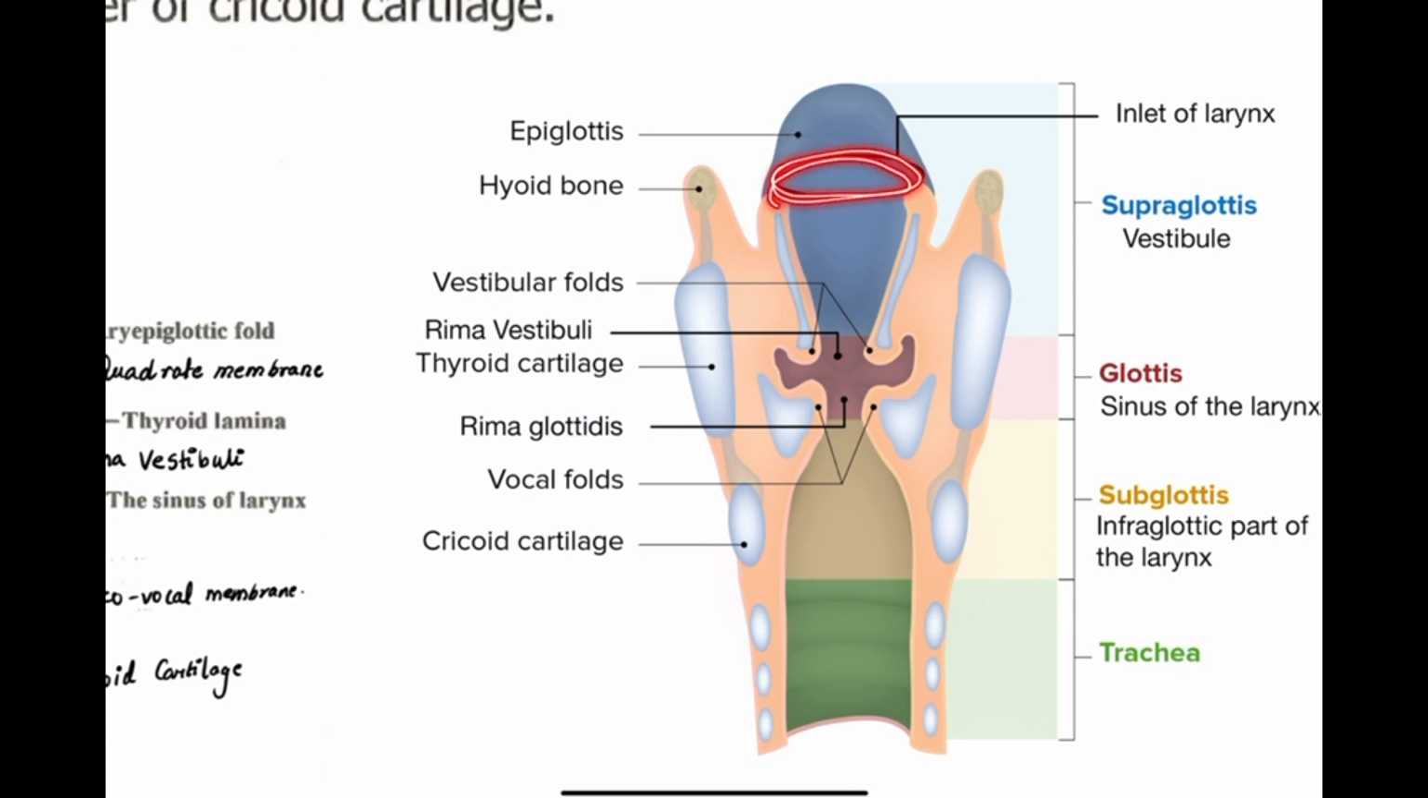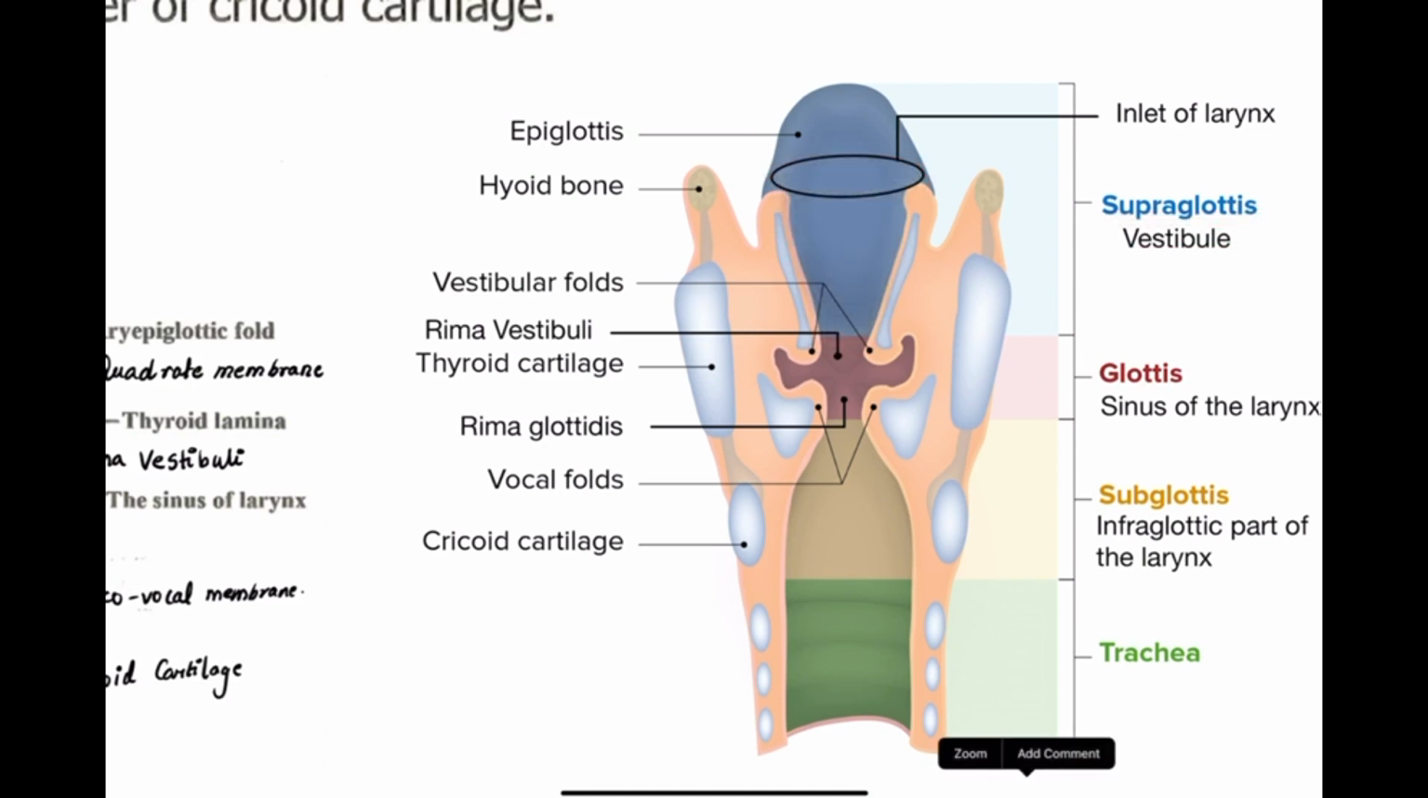So the first part is known as the vestibule. It begins from the inlet of the larynx and extends to the narrow end, the rima vestibuli, between the vestibular folds. This cavity is known as the first part of the laryngeal cavity, the vestibule. It is also known as supraglottis.